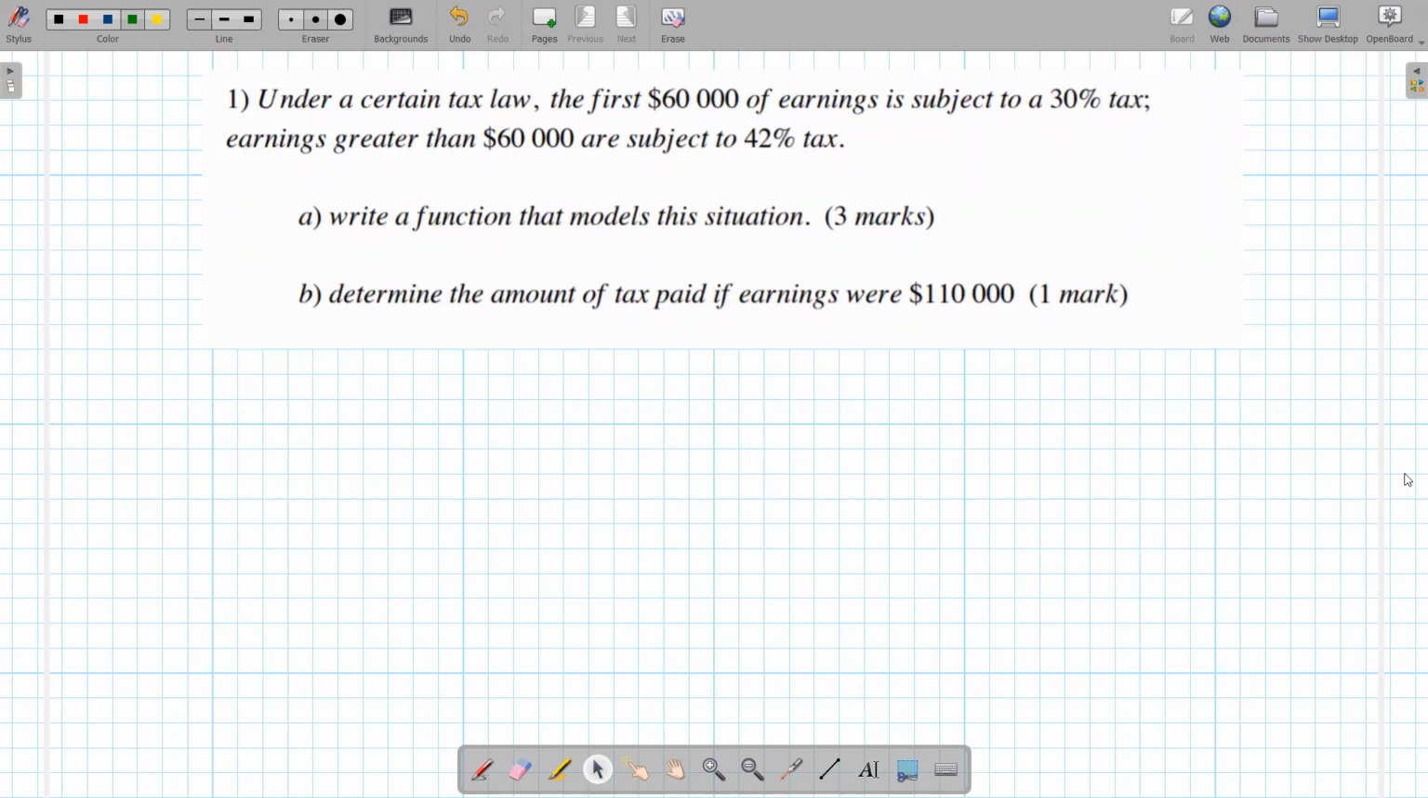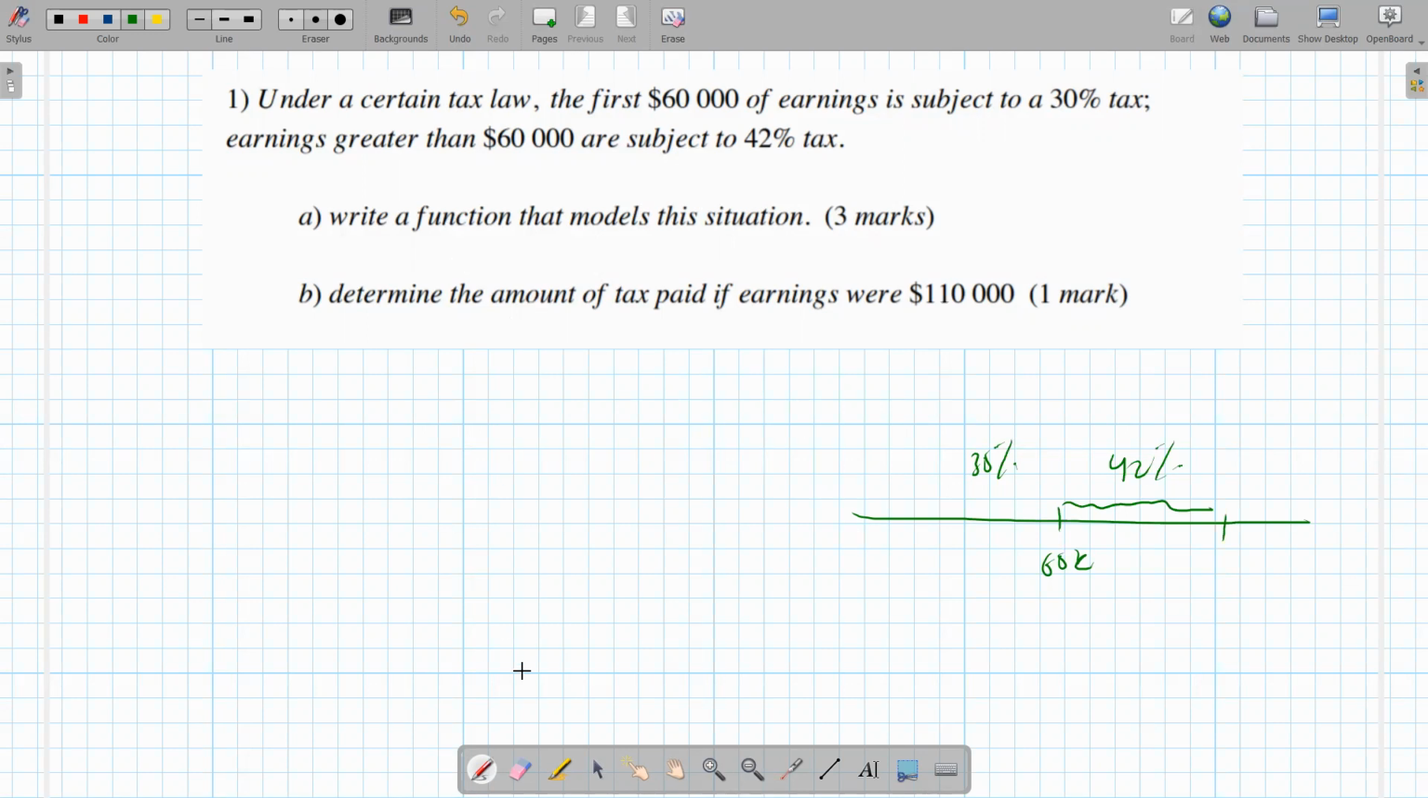So, alrighty, you understood the question here. Under certain tax on the first 60. So if you earn 60 grand, up until 60 grand, you pay 30% tax, okay? And anything in excess that you earn, you would pay 42% on. Okay, so we need to come up with a function that models this situation.